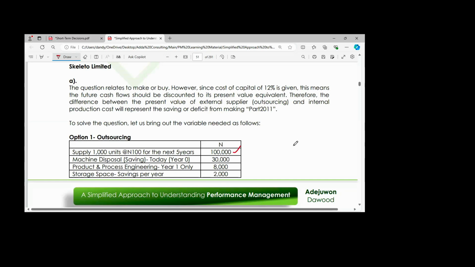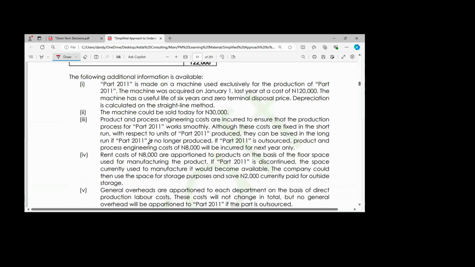Then I need to go back to the question. In the additional information number 1, the examiner has told you that part 2011 is made on a machine used exclusively for the production of part 2011. The machine was acquired on 1st January last year at a cost of 120,000 naira. The machine has a useful life of 6 years and 0 terminal disposal price. Depreciation is calculated on a straight line basis.